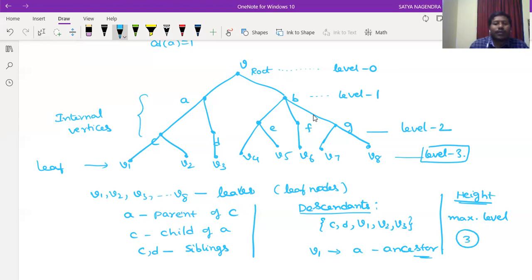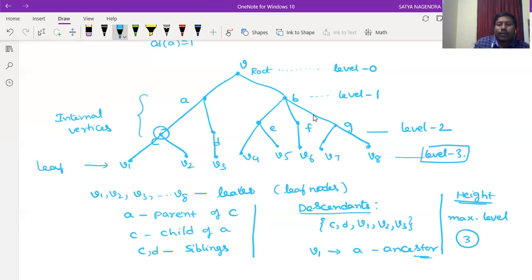So only one vertex you have at this level. So in that case also, we'll call the height of the tree 3. Okay, so next, another one: depth of a vertex. This is only for a vertex, not for a tree. So what is the depth of the vertex C here?